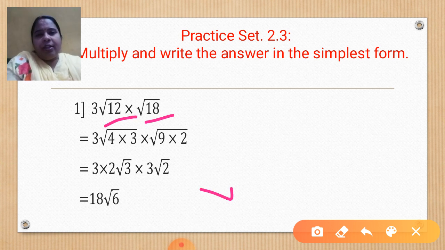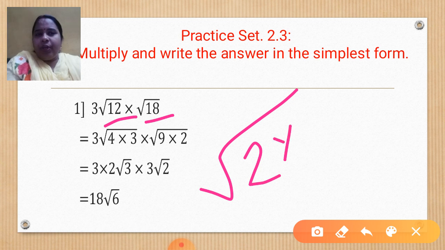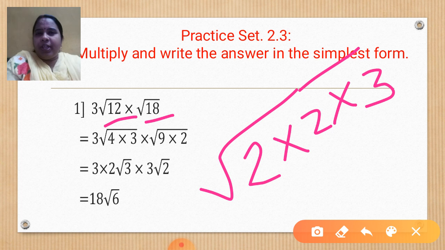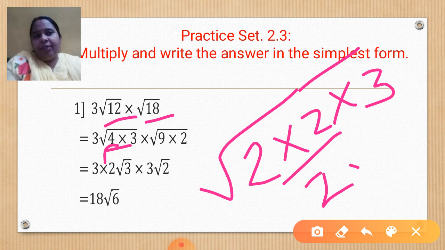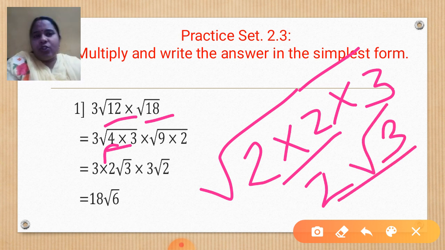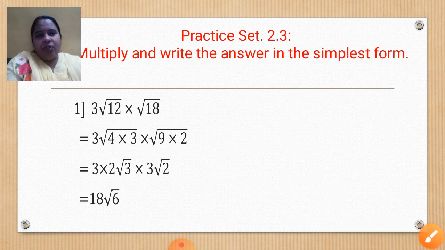Now root 12 can also be written as 2 into 2 into 3. No hard and fast rule that you write it as 4 into 3 as I have written. I have written because I know that it is a perfect square which will come out as 2. Square root of 4 is nothing but 2. But you can even write root 12 as 2 into 2 into 3. Now you can combine this. One 2 will come out of the root sign. What will be left is root 3. So this is 2 root 3. This is what I have written here also. I hope you are understanding it. Correct? Factorizing and taking it out of the root sign.